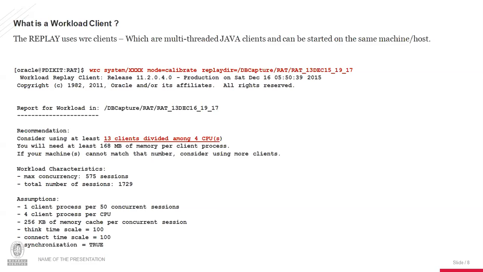So, and also it is saying that you will need at least 168 MB of memory per client process. So this is the requirement. So what does the calibration process do? The calibration process has only told you that this much record has come to you. Now, to play it on the target, you need this many clients.